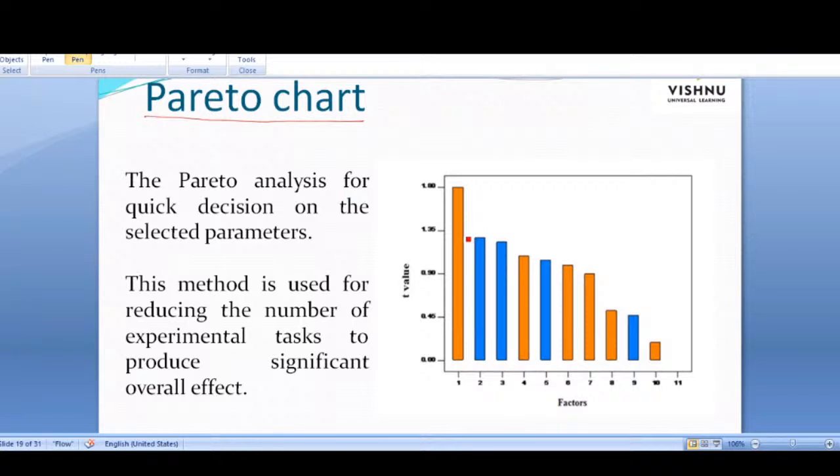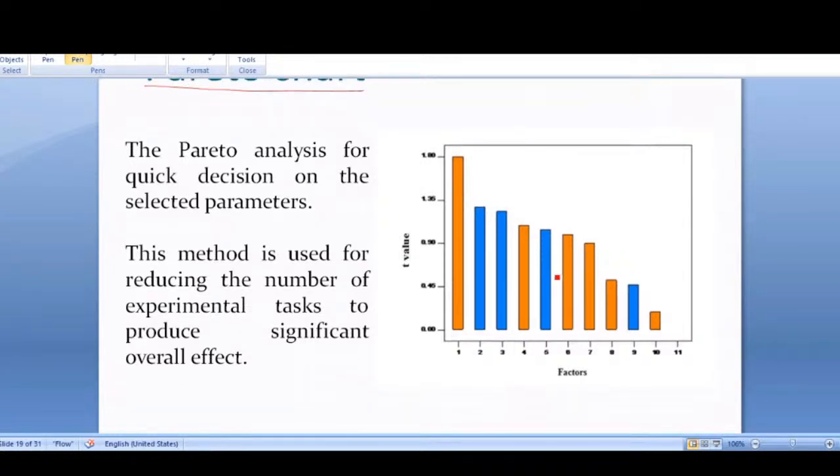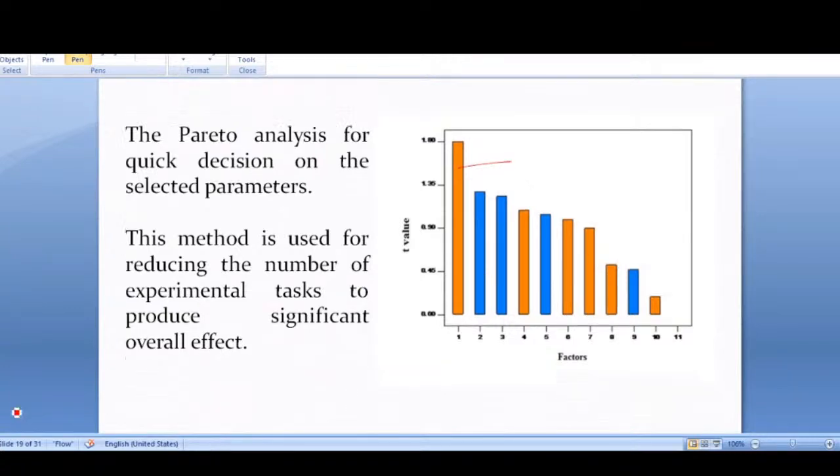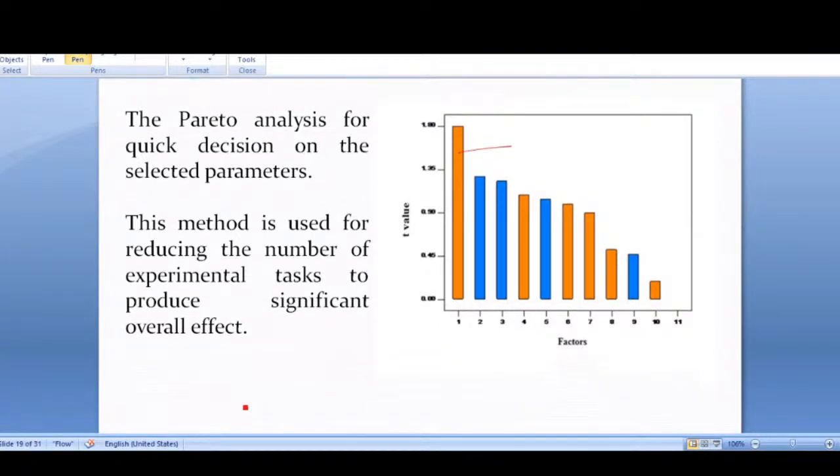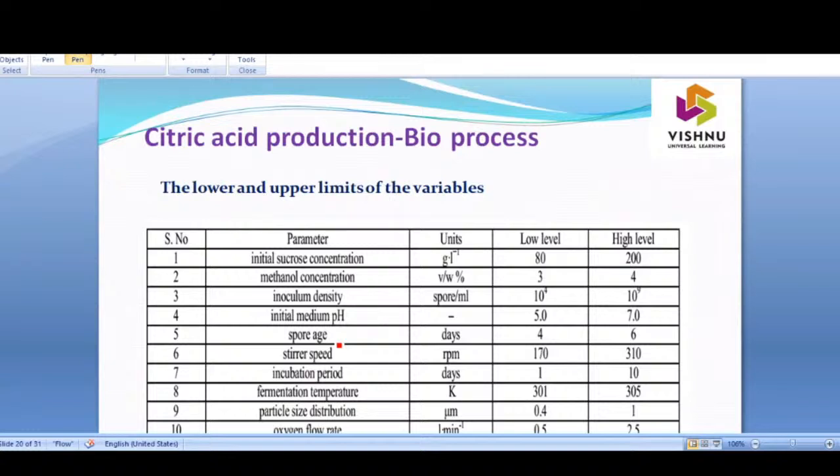Here there are color indications. One is the blue color and the other one is the orange color. Orange color factors are more influential compared to the blue color factors. Like that, this chart will show which factors we have to consider and which factors we have to neglect. This is the main use of the Pareto chart.